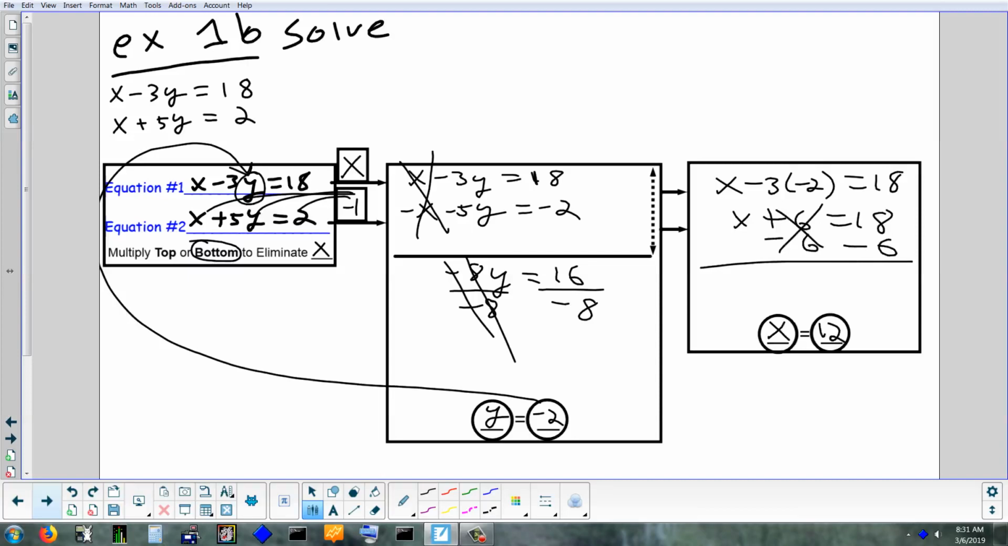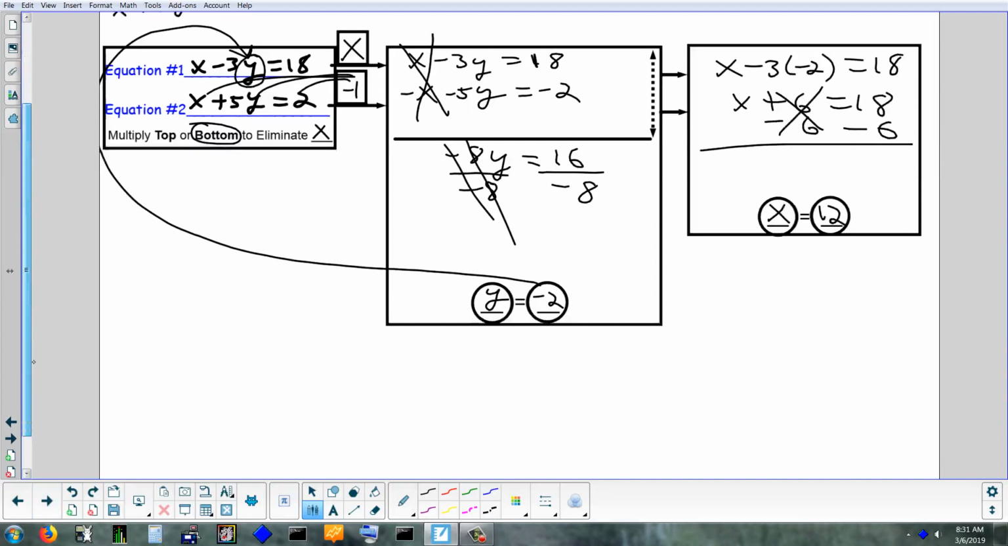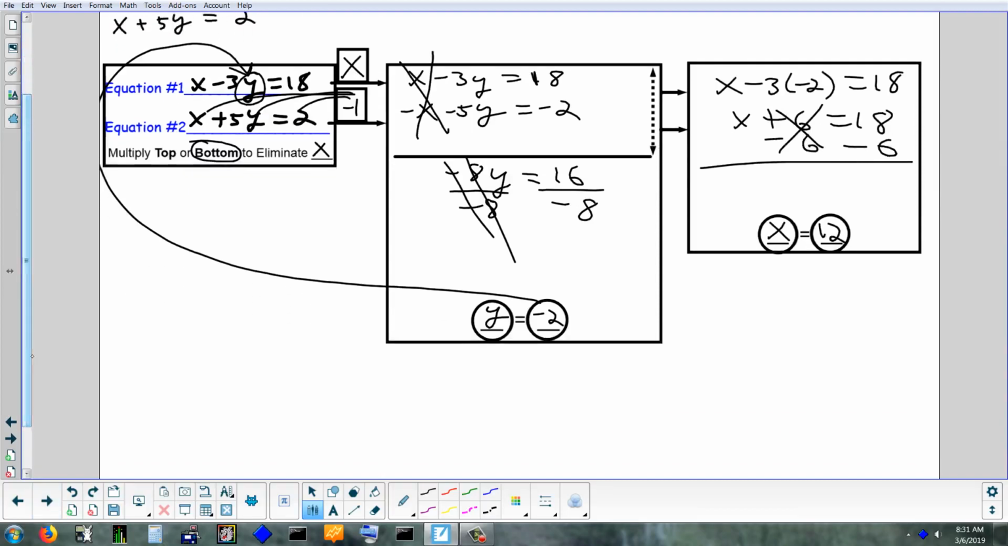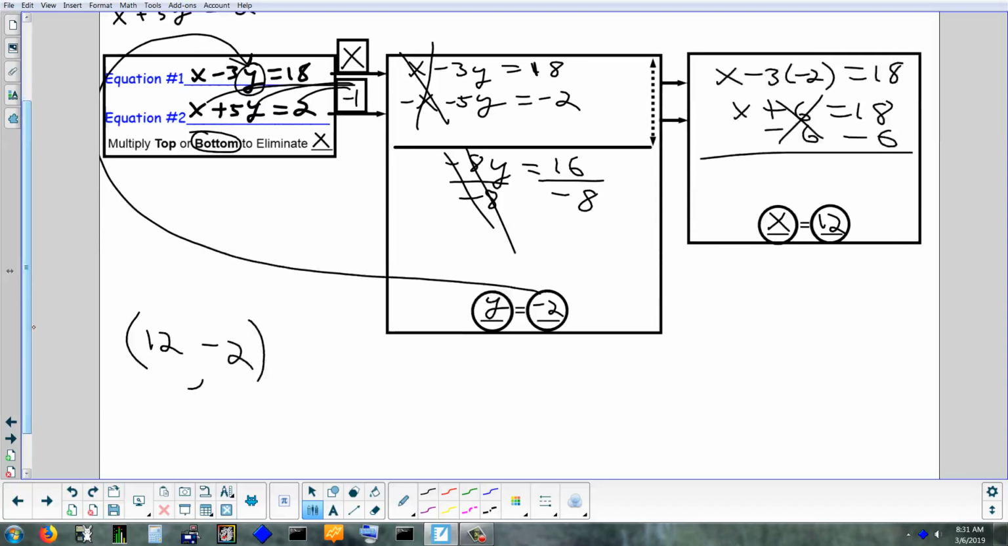Now, someone tell Mr. Hager and I, if that was multiple choice, how would the answer be written? Karen? -2, 12. Careful. Oh, 12, -2. Yeah. So let's understand that once you solve, the x is going to be first, the y is going to be second. So that's a connection to what we did before.